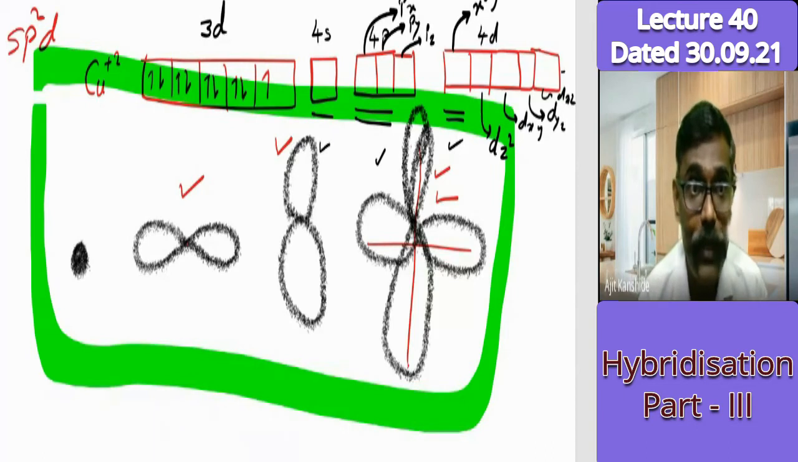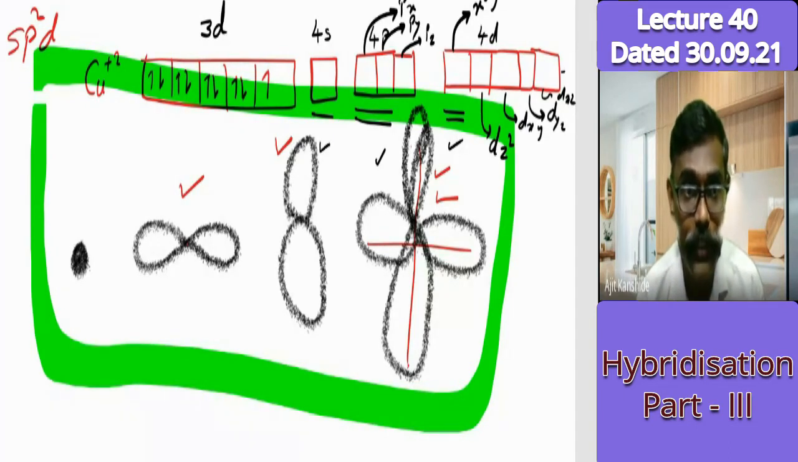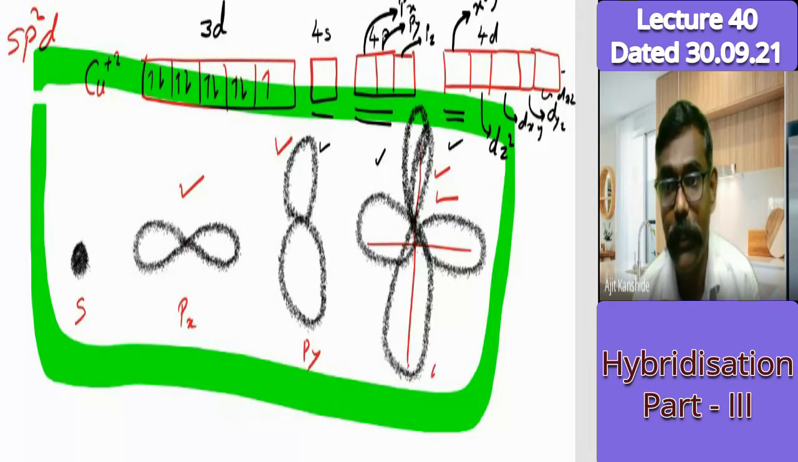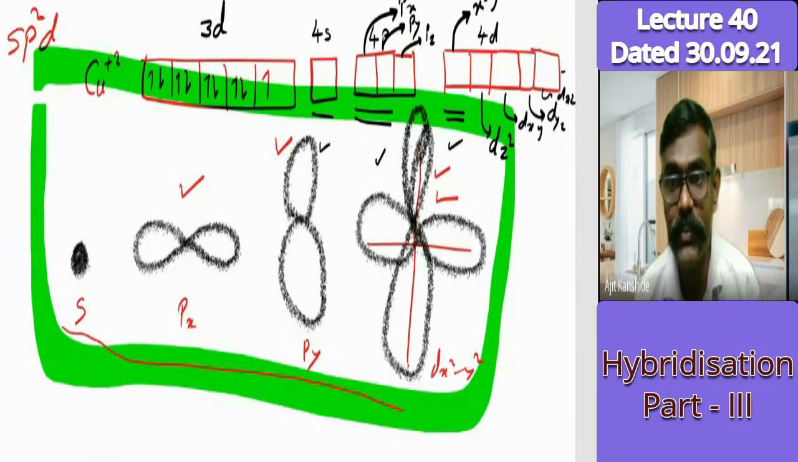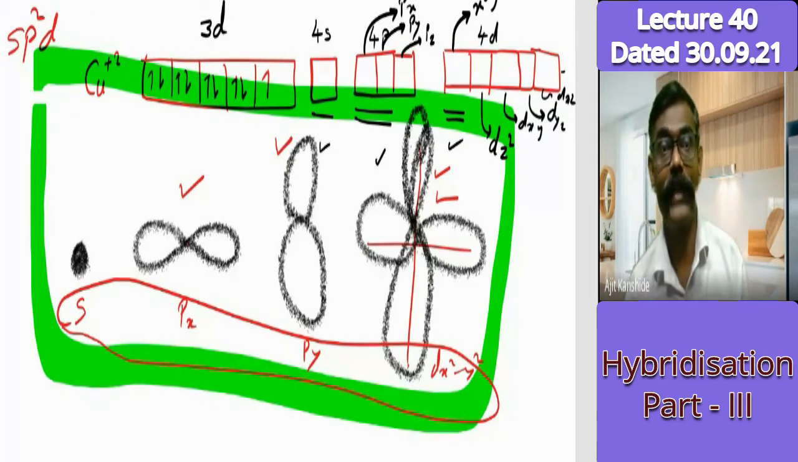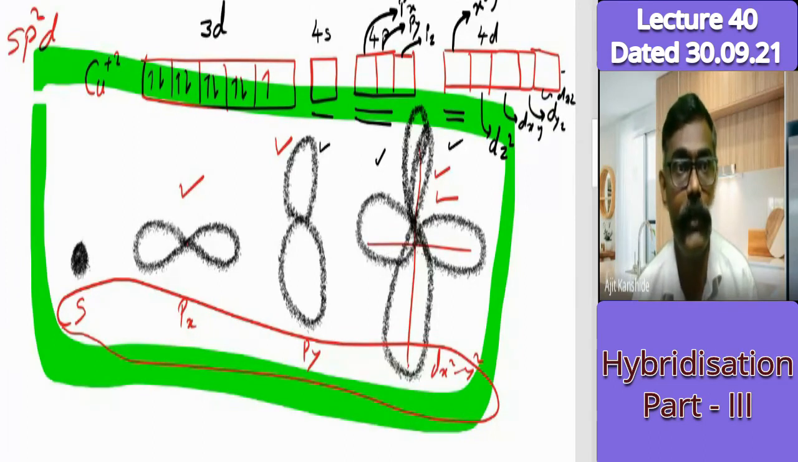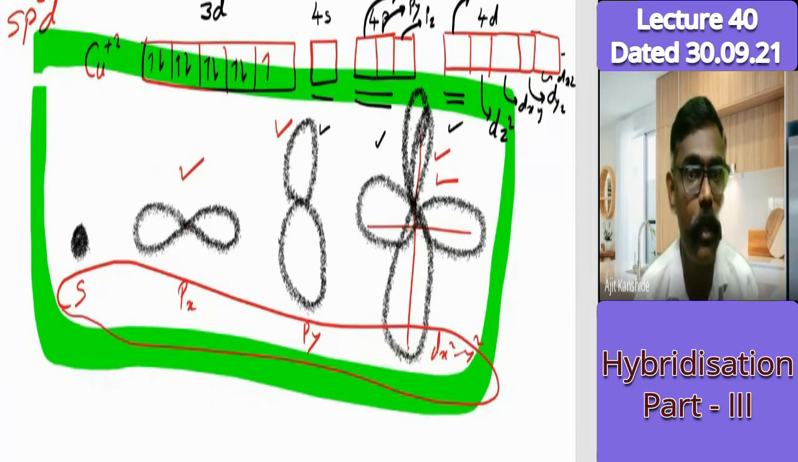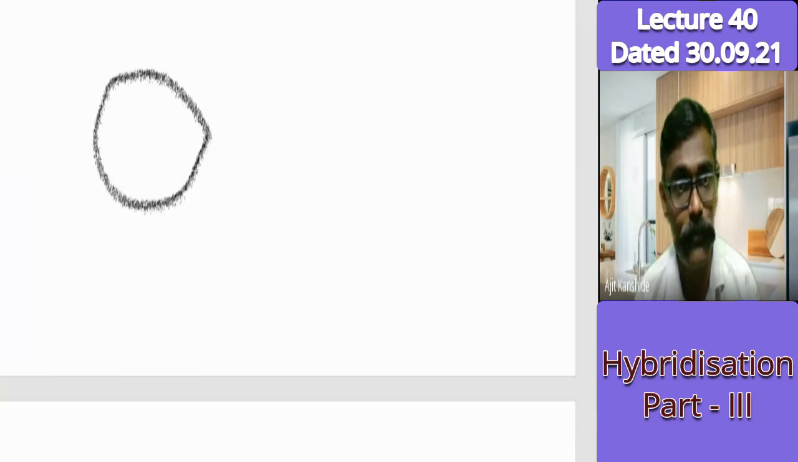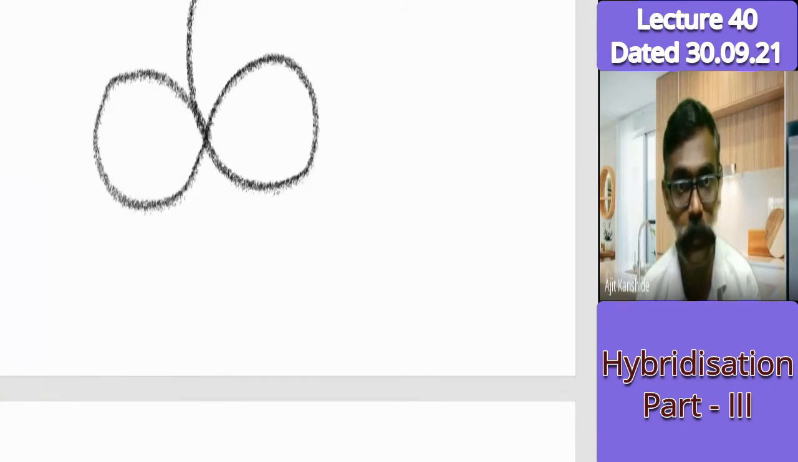So during hybridization, what will happen? This s orbital, this px orbital, this py orbital, and this dx square minus y square orbital, all these orbitals will mix and they will give the four-lobed new orbital. That's our hybrid orbital, the sp2d hybrid orbital. How can I represent that four-lobed d orbital? One lobe, I'm saying larger lobe, second lobe, third lobe upside, and here is a fourth lobe.